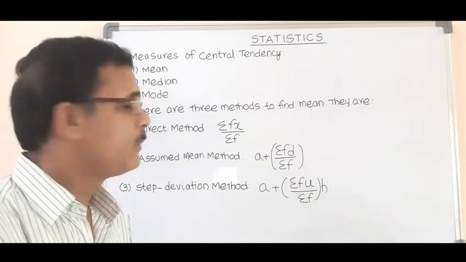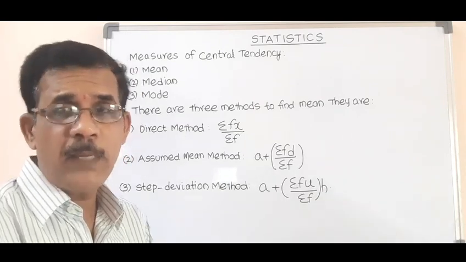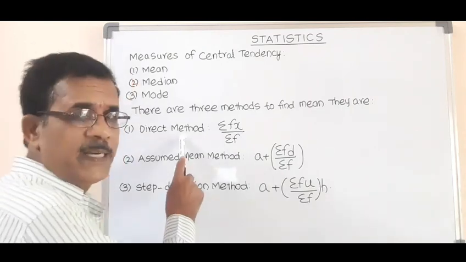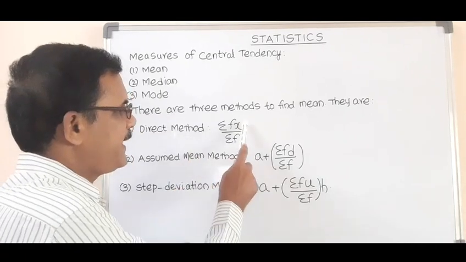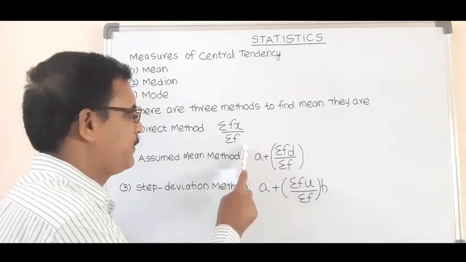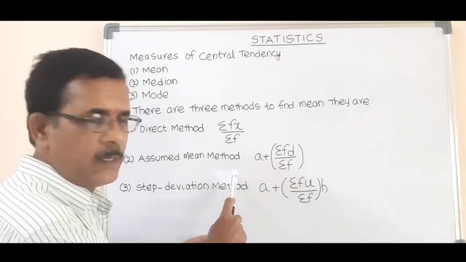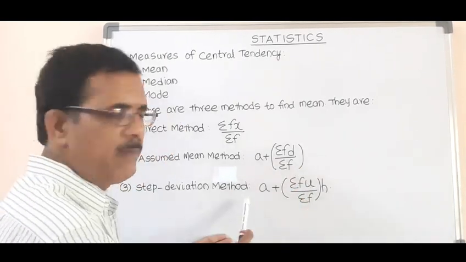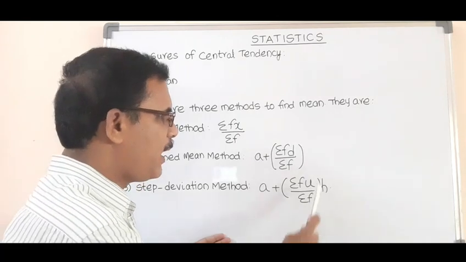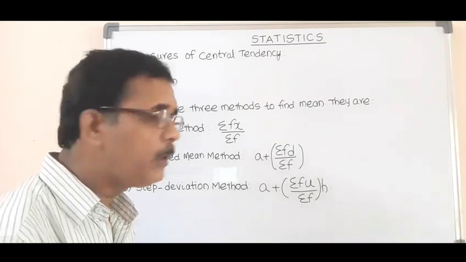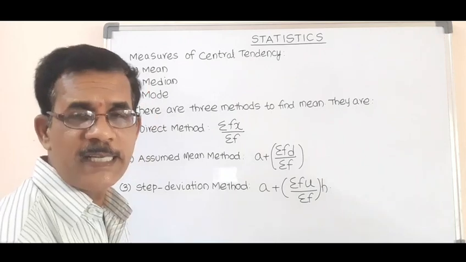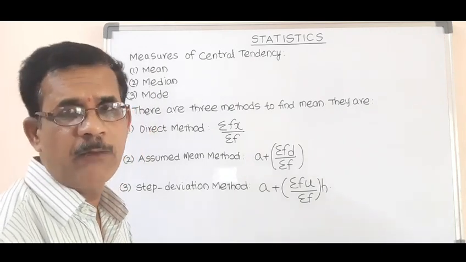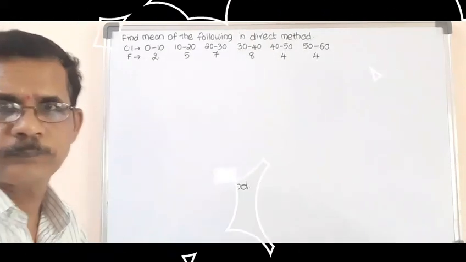Now to find mean, in class 10th we have three methods. First method is the direct method: sigma fx by sigma f. Assumed mean method: a plus sigma fd by sigma f. Step deviation method: a plus sigma fu by sigma f into h. Here what is f, what is x, what is d, what is u, what is h, all these I will explain while doing the problems.